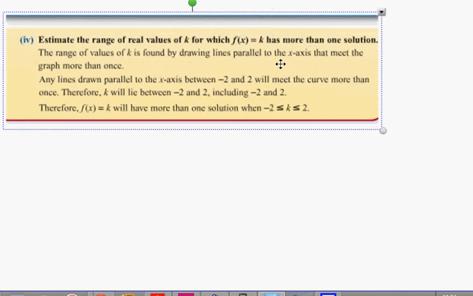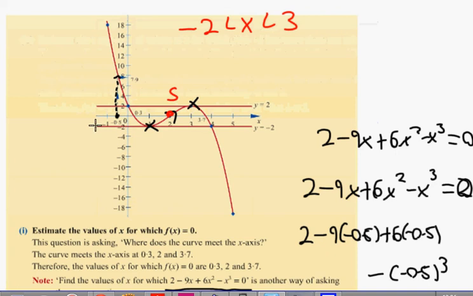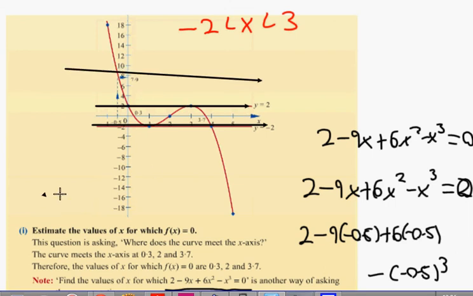Now, estimate the real values for k, where f of x equals k is a horizontal line for which it has more than one solution. Well, it has two solutions. It technically has two solutions here, doesn't it? You go to the point at which it cuts the graph twice. See y equals 2 and y equals minus 2? That's the point at which it cuts twice only. Anything above this line it cuts once, and anything below this line only cuts once.